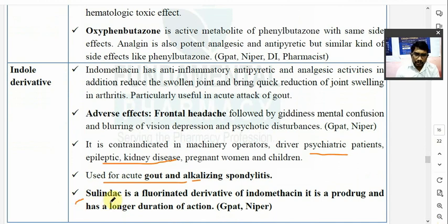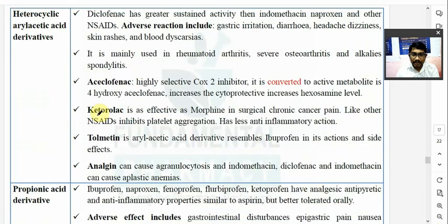Sulindac is a derivative. It is a fluorinated derivative of indomethacin. It is a prodrug and has a longer duration of action. Next is nothing but the aryl heterocyclic acid compounds.